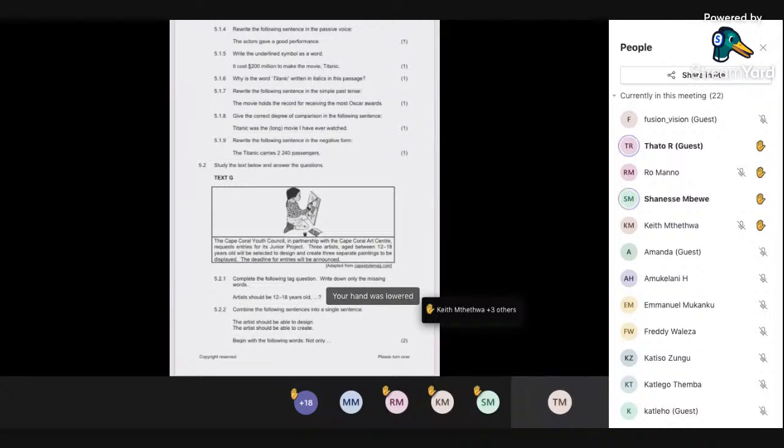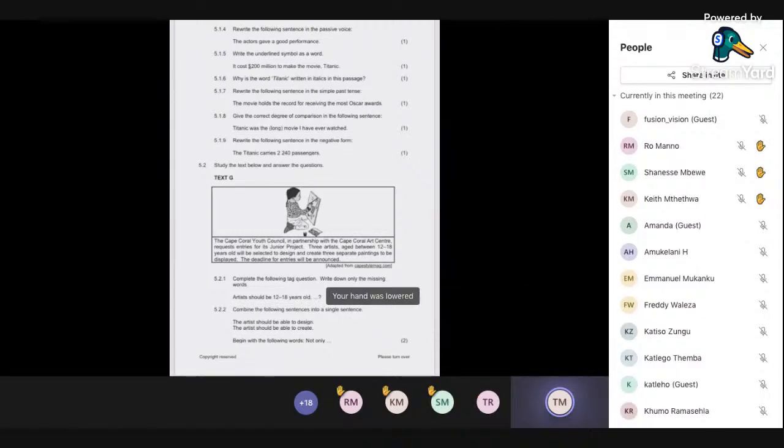So the answer is: a good performance was given by the actors. A good performance was given by the actors. That's good. Now, let's go to the next question. Write the underlined symbol as a word. So we have your dollar sign here. I've already given you the answer there. So in this case, you needed to write it in words, and that is dollar. Okay.